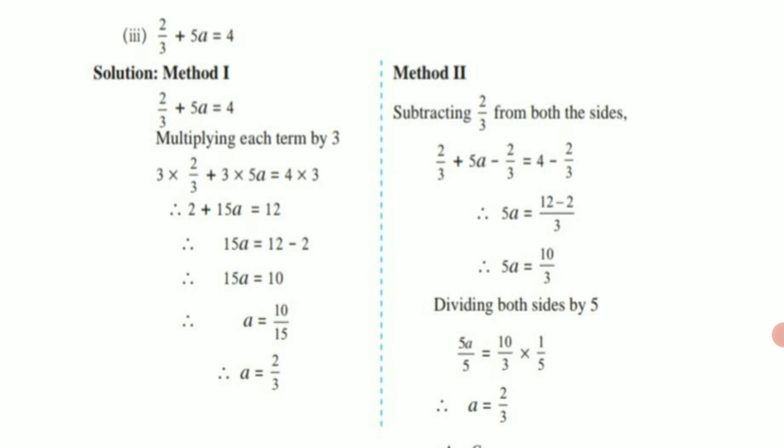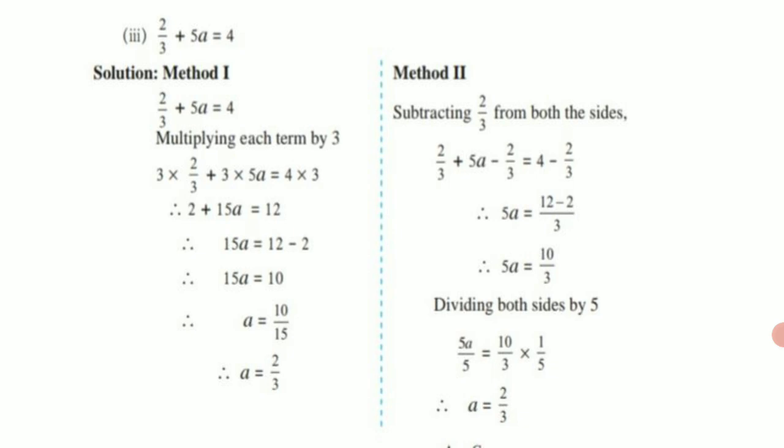Example number 3, 2 upon 3 plus 5a is equal to 4. This example we can solve by two methods. Method number 1: 2 upon 3 plus 5a is equal to 4, multiplying each term by 3. 3 into 2 upon 3 plus 3 into 5a is equal to 4 into 3. 2 plus 15a is equal to 12. 15a is equal to 12 minus 2. 15a is equal to 10. a is equal to 10 upon 15. a is equal to 2 upon 3.